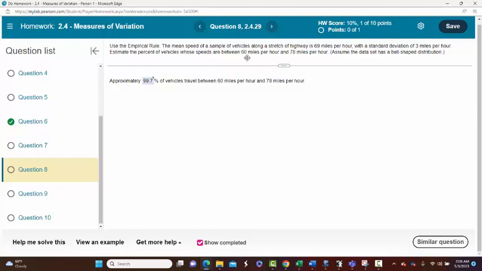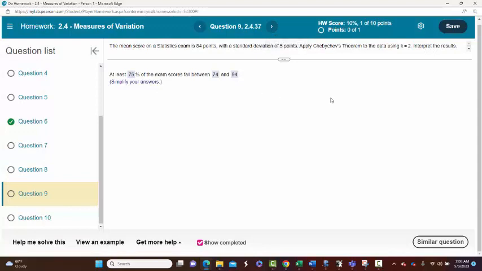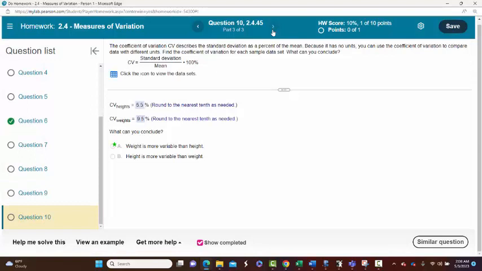So it tells you between 60 and 78. If your mean is 69 and your standard deviation is 3, you would have to add 3 standard deviations to get to 78, and 3 is 99.7% in the empirical rule. I'll skip over these. For Chebyshev with k equal to 2, that means at least 75%, so you would just take 84 minus 2 times 5, and 84 plus 2 times 5 is 94. I guess I did basically do them there, but I want to do this coefficient of variation.